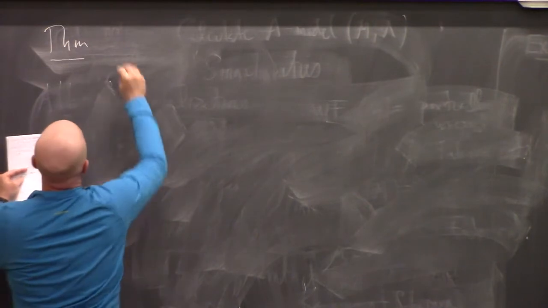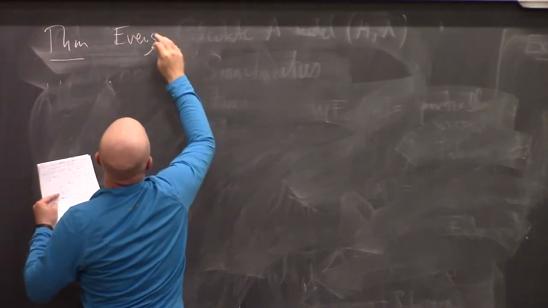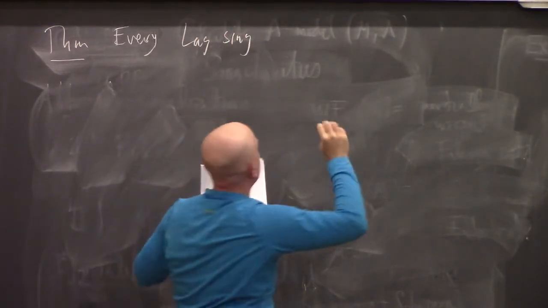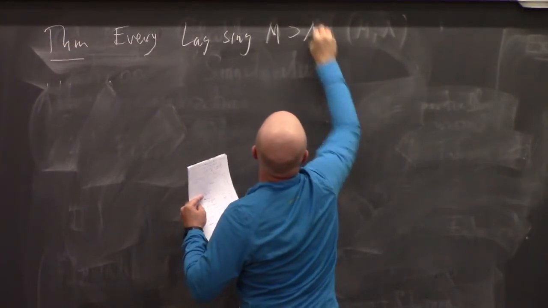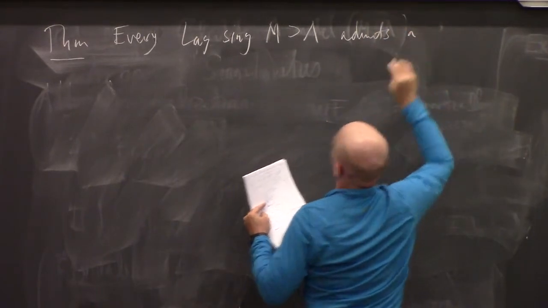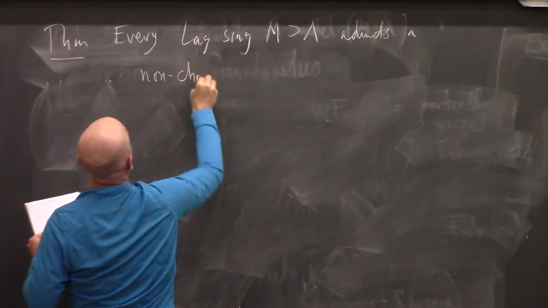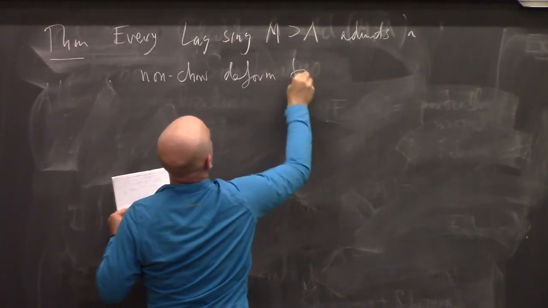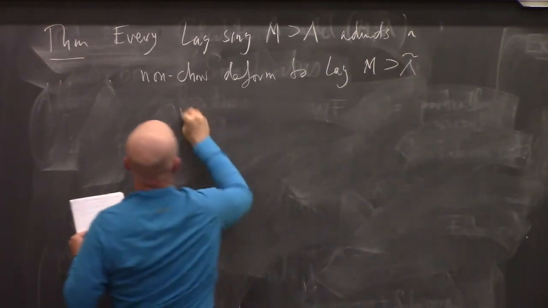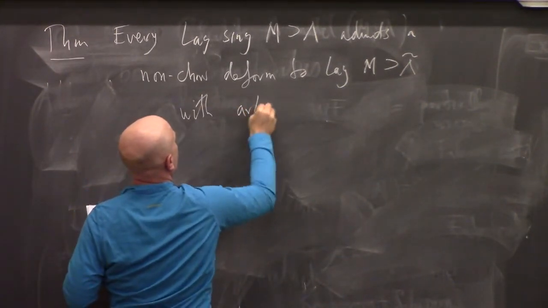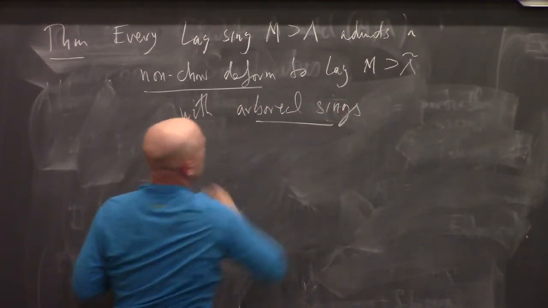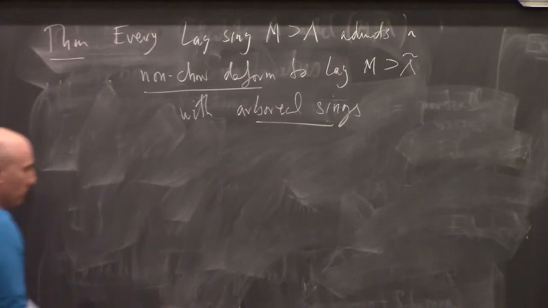Okay, so every Lagrangian singularity, again I mean exact and so on, but Lagrangian singularity inside M admits a deformation, or really a non-characteristic deformation, to Lagrangian M lambda tilde with what are called arboreal singularities. Okay, so the two things that I want to explain are the non-characteristic and arboreal singularities.